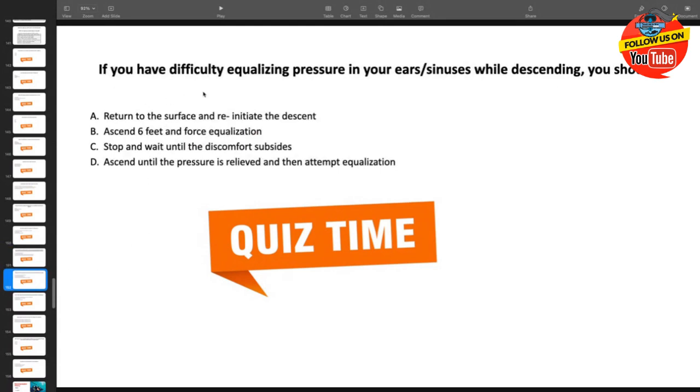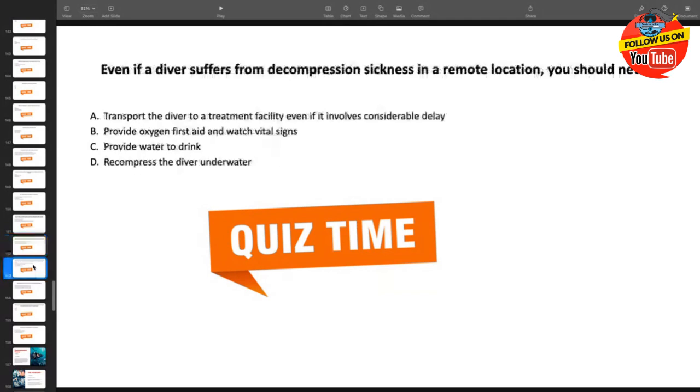Adam, if you have difficulty equalizing pressure in your ears or sinuses while descending, you should do what? Ascend until the pressure's relieved, and then attempt re-equalization. Oh, very good. Now, I know we talked about this.